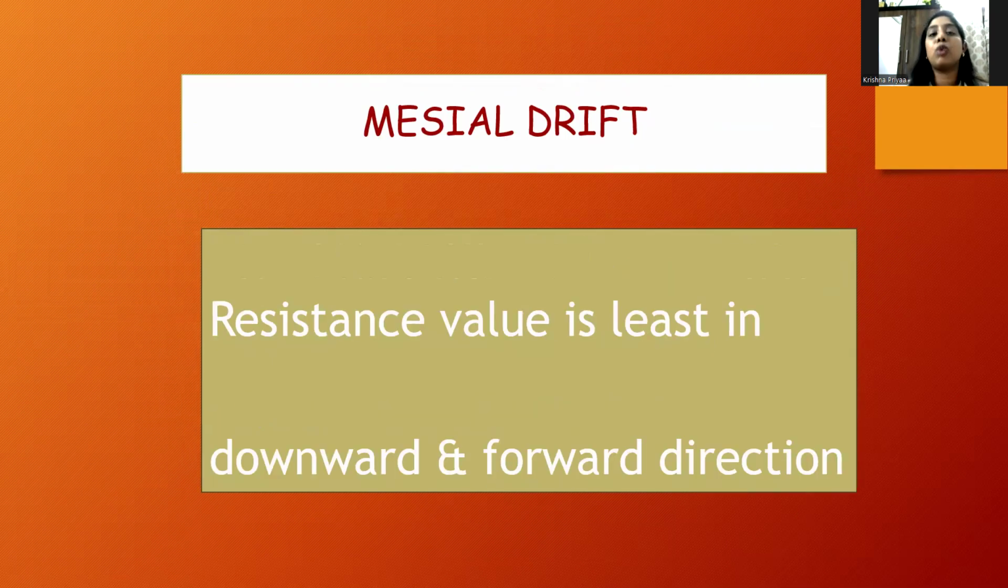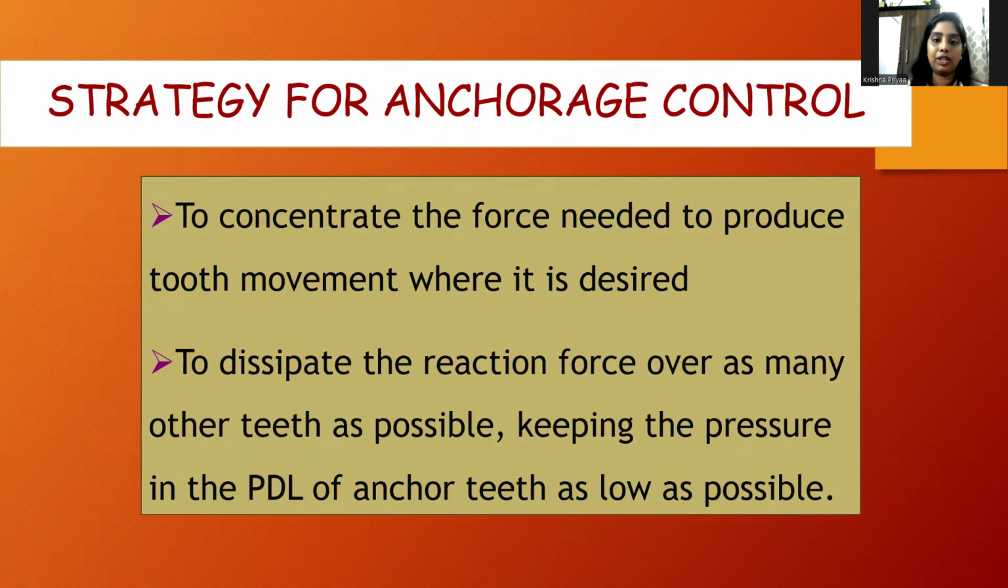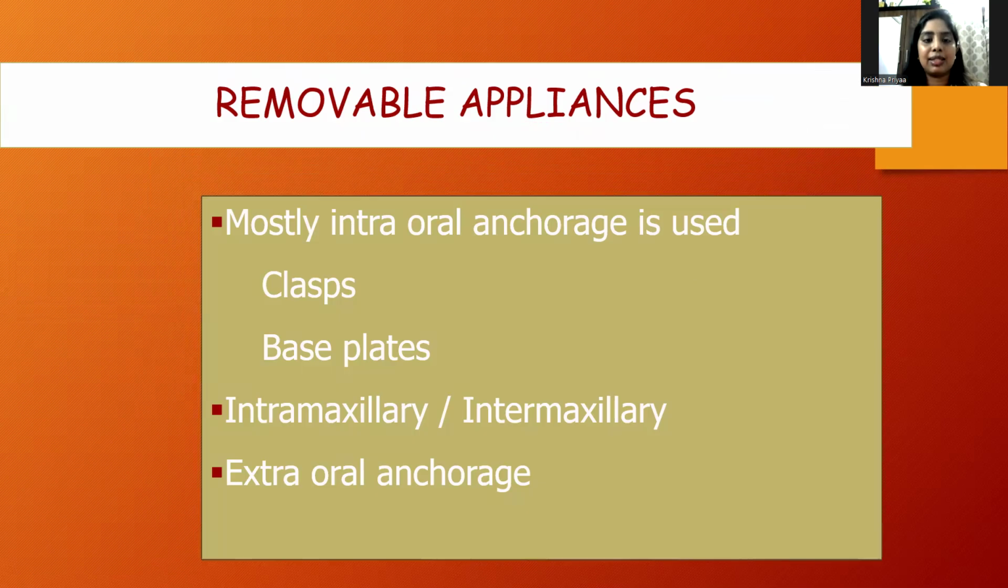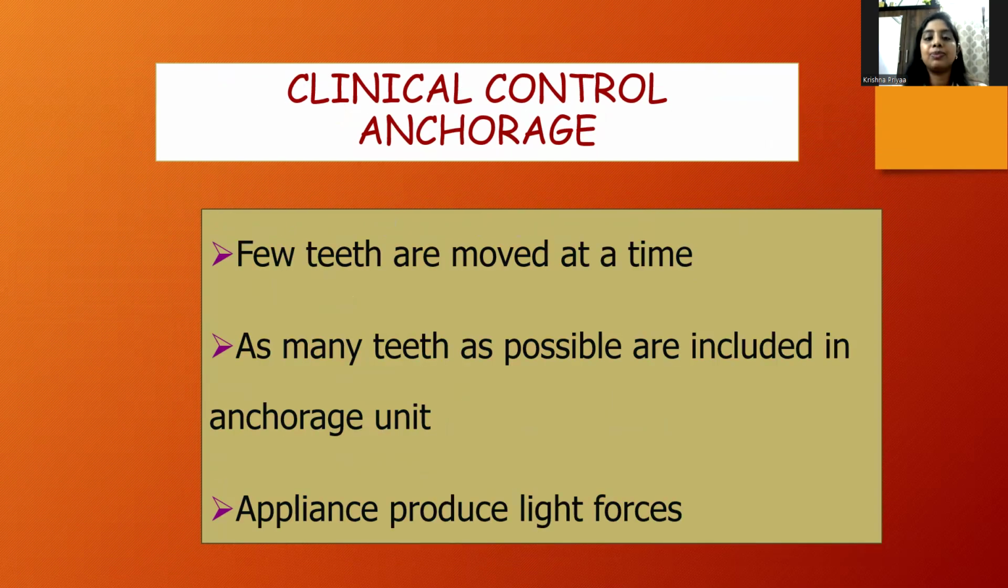So what is a mesial drift? What happens when there is an anchor loss? Because the resistance value is least in downward and forward direction, that should also be mentioned. And what would be the strategy behind the controlling of the anchorage: to concentrate the force needed to produce the tooth movement where it is desired and to dissipate the reaction force over as many other teeth as possible, keeping the pressure in the periodontal ligament of anchor teeth as low as possible. So coming to differential anchor systems, you have some removable appliances like clasp, base plates, extraoral anchorage also can be removable. So these also you can mention.